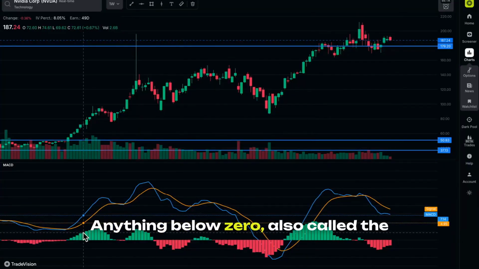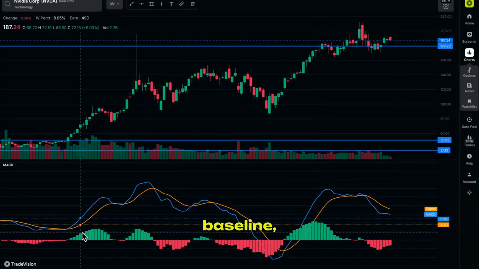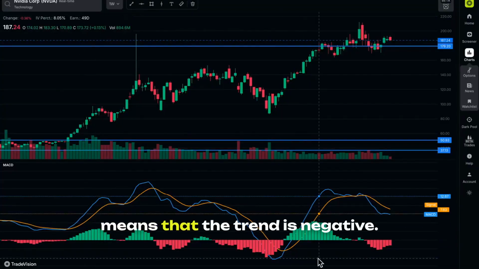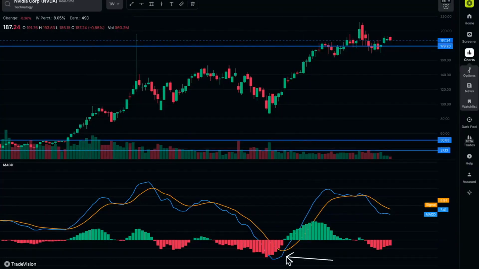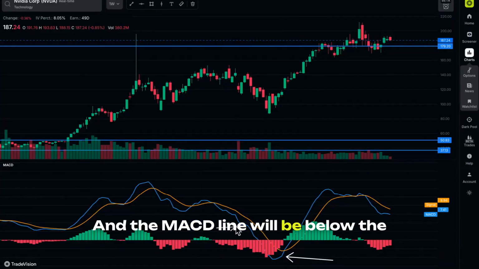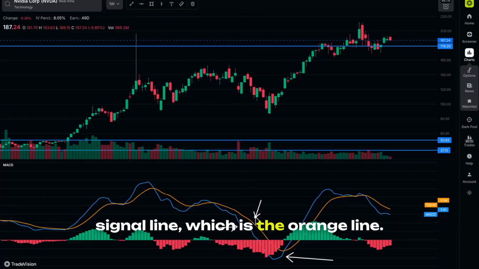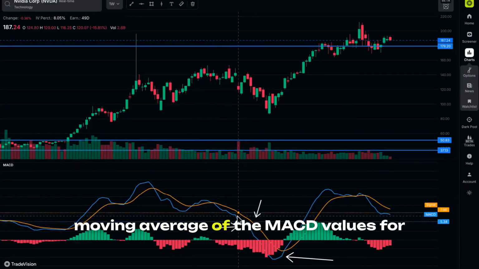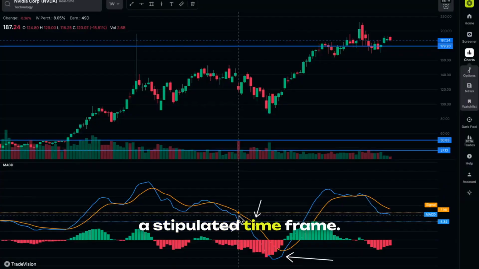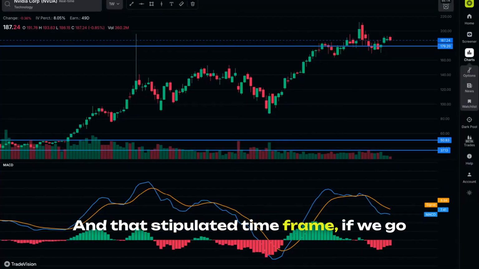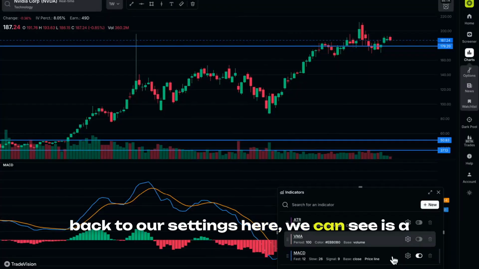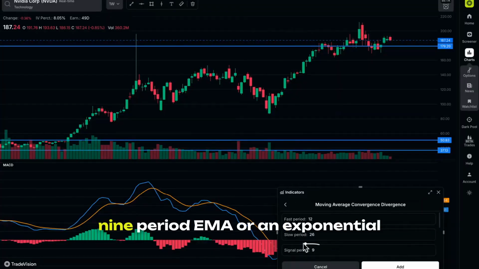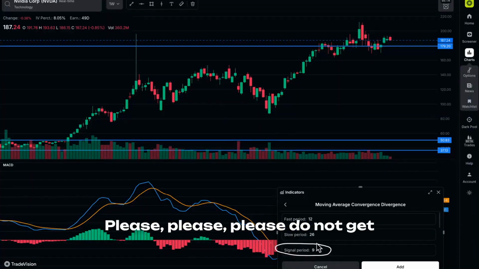Anything below 0, also called the baseline, means that the trend is negative, and the MACD line will be below the signal line, which is the orange line. Now the signal line is the exponential moving average of the MACD values for a stipulated time frame, and that stipulated time frame, if we go back to our settings here, we can see is a 9-period EMA, or exponential moving average.